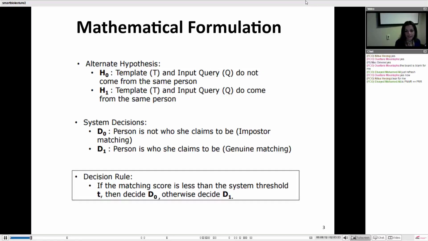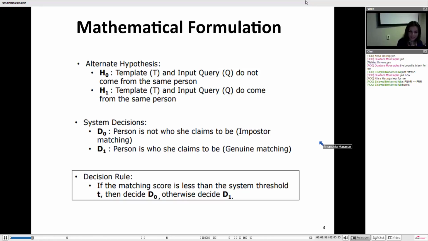There is a question: is false non-match rate the false rejection rate? I'm sorry for changing the notation, but it's good that you are familiar with both. Yes, false non-match rate is false rejection rate. Both are used in the biometrics literature, so in some cases you find false non-match rate, in some cases false rejection rate. Don't be confused.